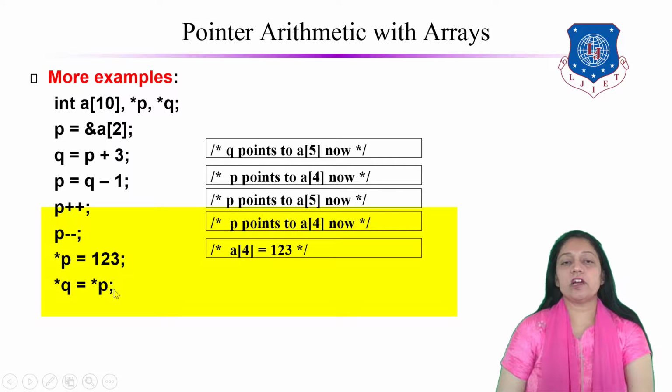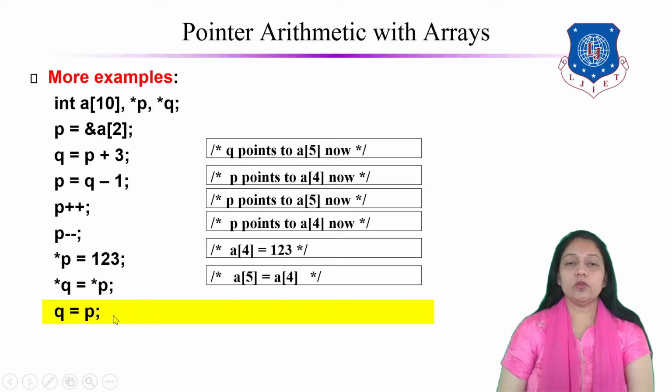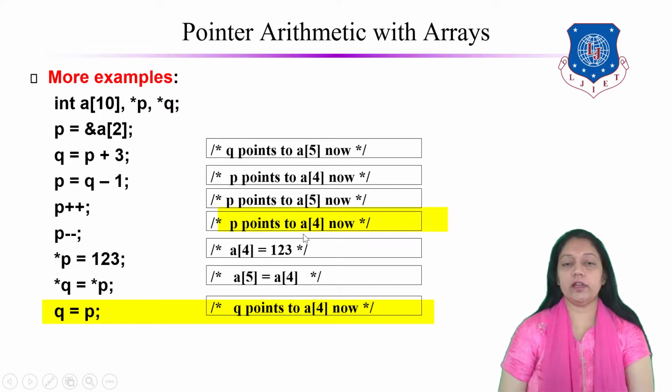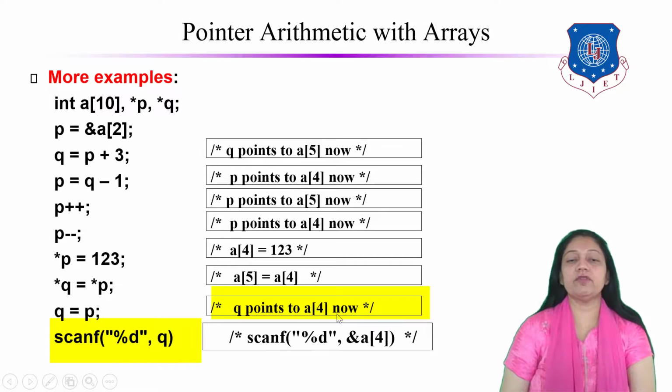*q = *p. q is pointing to a of 5, so a of 5 will have the value stored in a of 4. So *q, that is a of 5, will be equal to a of 4, which is equal to 123. q = p means I am storing the address of p inside q. Right now p is pointing to a of 4, so q will also point to a of 4. If I write scanf("%d", q), it means I want to input some value where the pointer q is pointing. q is pointing at a of 4, so whatever value I enter will be stored at the a of 4 location.